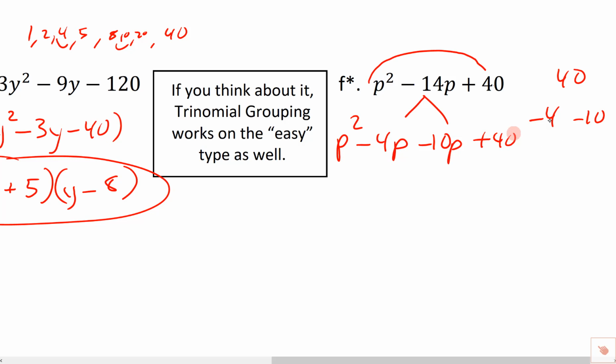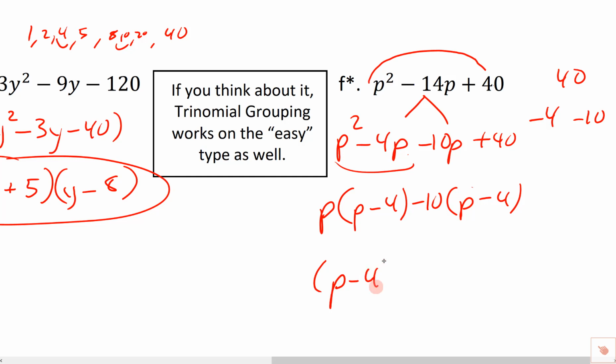So I've used those 2 numbers that solved my riddle right here, and then let's take a look. What can I take out of a p squared and a minus 4p? We can take out a p, and we'd be left with a p minus 4. Yep. Okay, we're going to take out a negative, and I've got a negative 10p plus a 40. 10 and 40, I can take out a 10, so we're going to take out a negative 10. We're left with a p from this one, and if we take out a negative, that changes the sign of that one. So that's going to be a negative, and 40 divided by 10 is 4. So we've got a p minus 4 and a p minus 10.